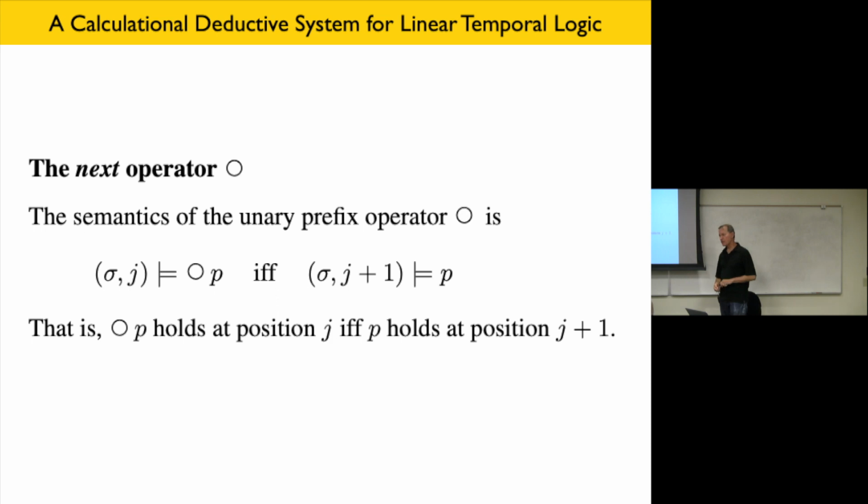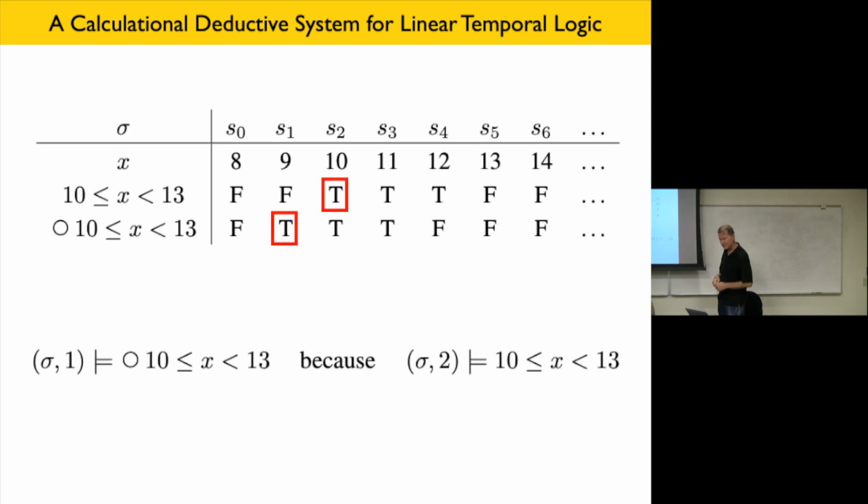Now, the first operator that we're going to learn is the next operator, that's the circle. And it's a prefix operator. And check it out. The semantics of the unary prefix operator is, now what do we say? Next P holds at position J if and only if what? Well, close but no cigar. Next P holds at position J if P holds at position J plus 1. Now, are you with me on that? Does everybody see how that works?